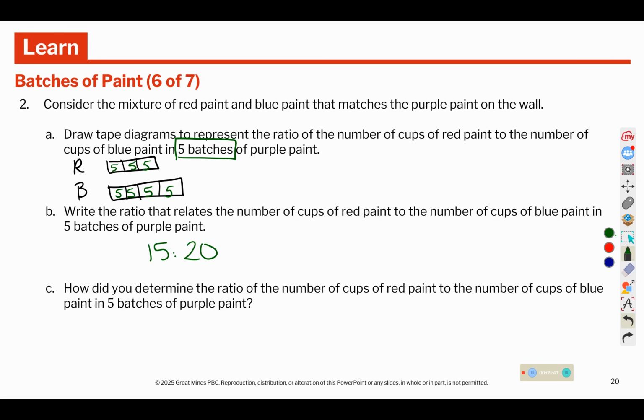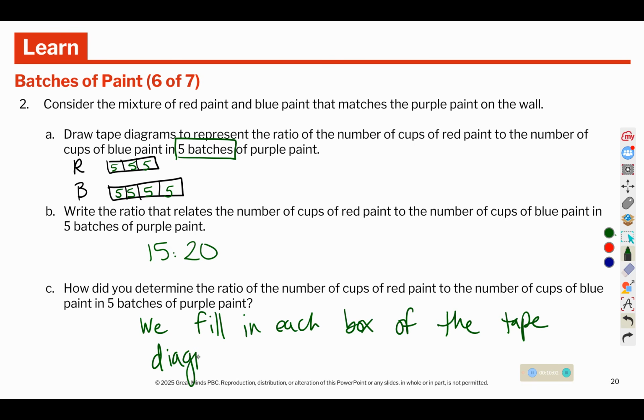How did you determine the ratio of the number of cups of red paint to the number of cups of blue paint in 5 batches of purple paint? We fill in each box of the tape diagram with the number 5.